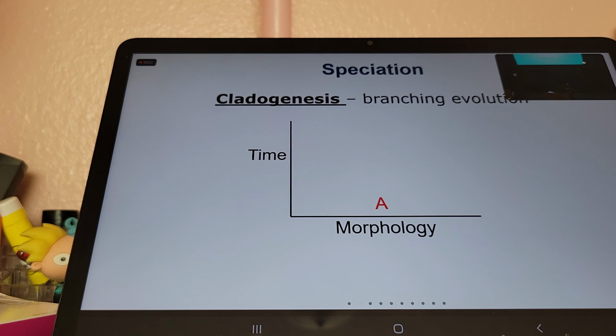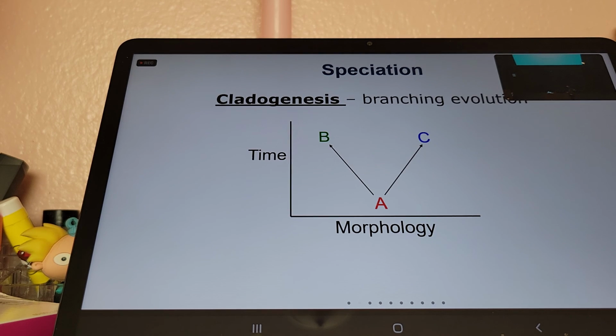However, there's also branching evolution. Branching evolution is where an ancestral species, A, can give rise to multiple descendant species. This would clearly be an example of disruptive selection, creating two new species from an original ancestral species. Yes?